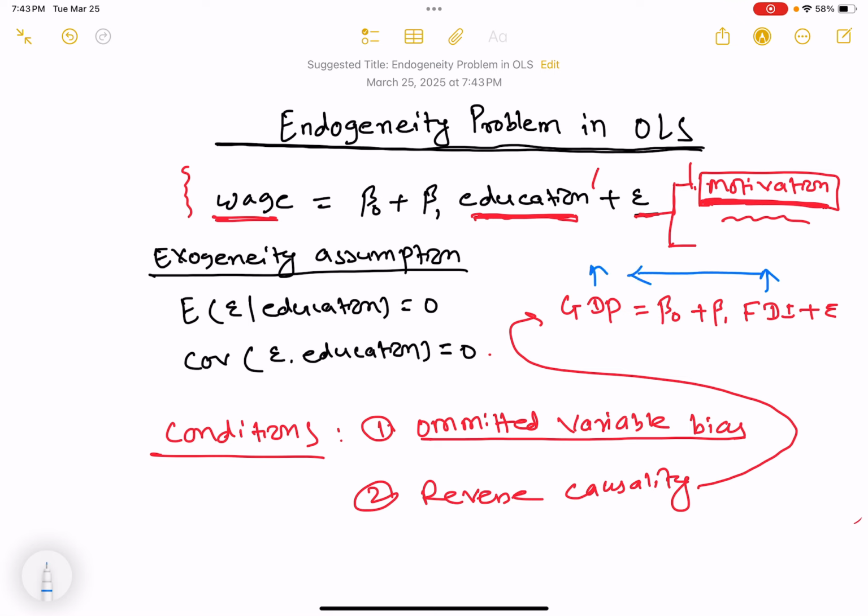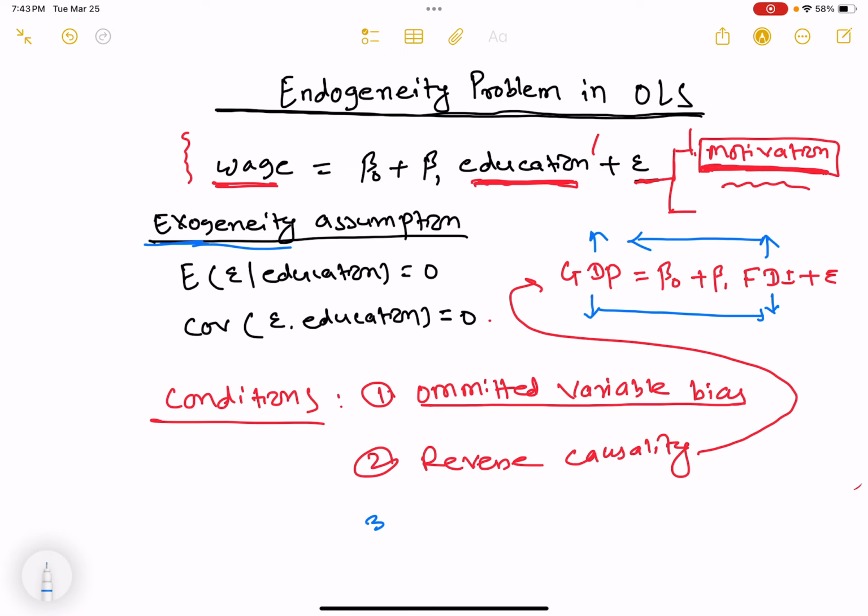Next is countries that already have higher GDP will attract more FDI. Meaning GDP has impact on FDI. So both dependent and independent variable are causing one another simultaneously. Simultaneous causality or reverse causality. This is the next condition in which the exogeneity assumption is not going to be satisfied.